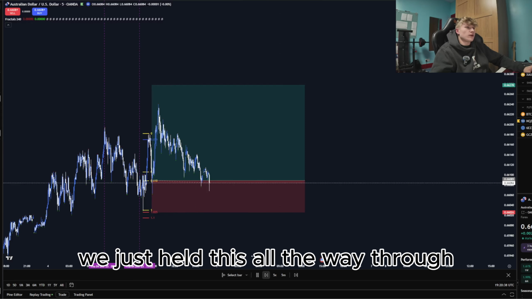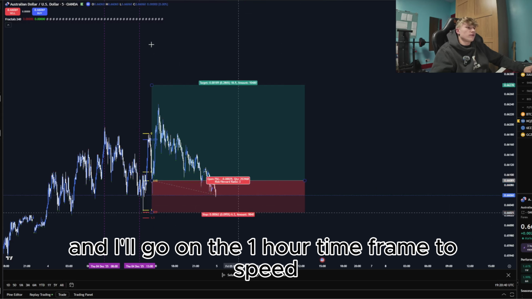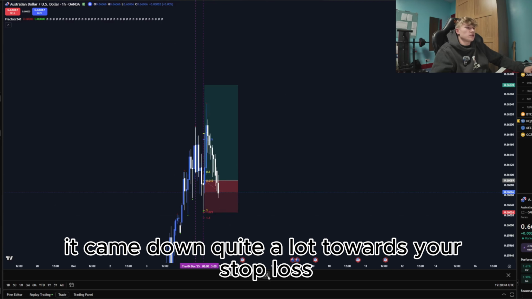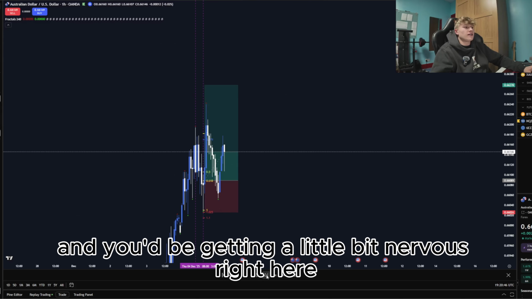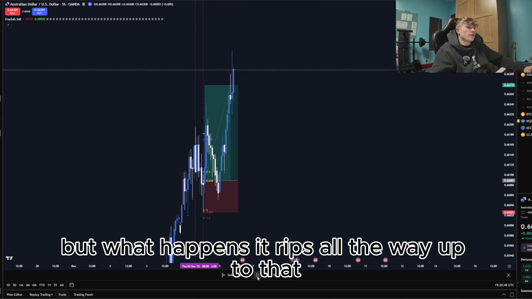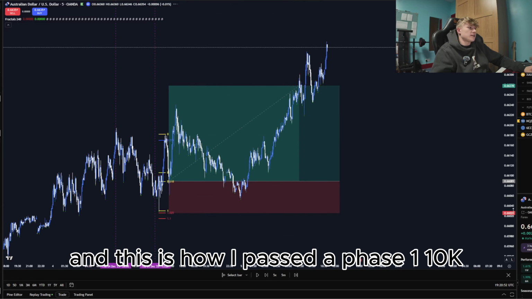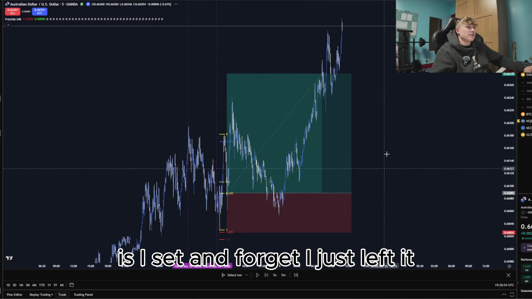We just held this all the way through, and I'll go on the 1 hour time frame to speed run this a little bit, and you can see it came down quite a lot towards your stop loss, and you'd be getting a little bit nervous right here. But what happens? It rips all the way up to there. So this is exactly what happened on this trade, and this is how I passed a phase 1 10K, is I set and forget. I just left it.